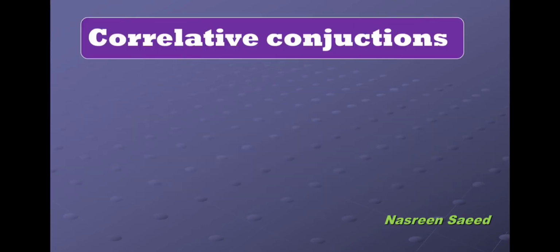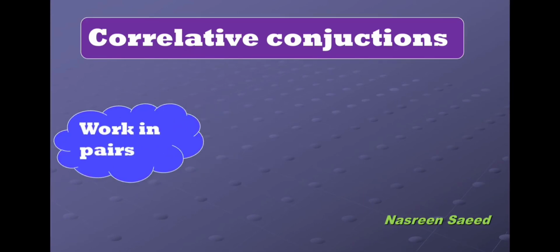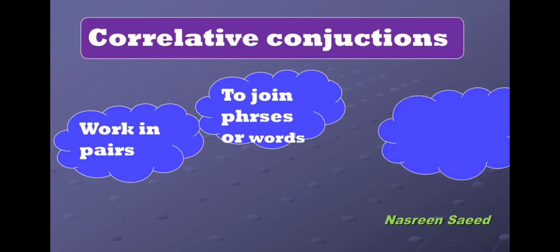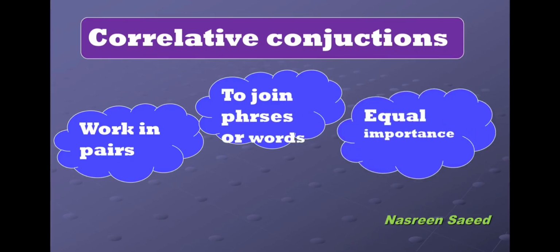Now let's see correlative conjunctions. What are correlative conjunctions? Let us understand. Correlative conjunctions work in pairs to join phrases or words that carry equal importance within a sentence. So what are correlative conjunctions? They work in pairs to join words or phrases that carry equal importance within a sentence. I'll explain better with an example.